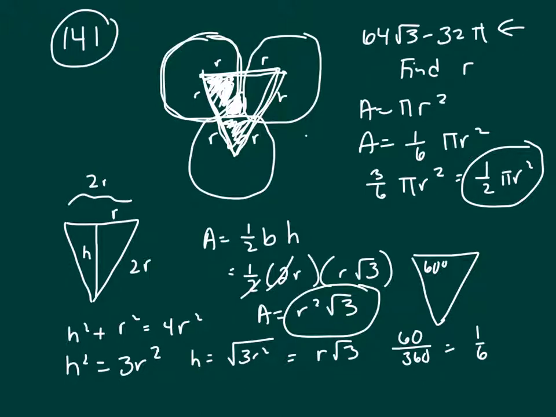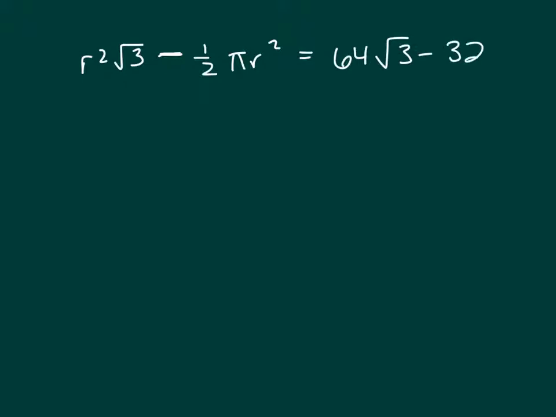So what I want to do, I want to take the area of the whole triangle, which is r squared square root 3, subtract off those sectors, which is 1/2 pi r squared. So if you take the area of the triangle and you subtract off those sectors, you'll be left with that middle piece. And the middle piece is 64 square root 3 minus 32 pi. And we're trying to find r.